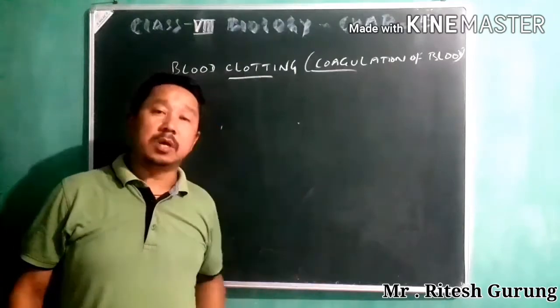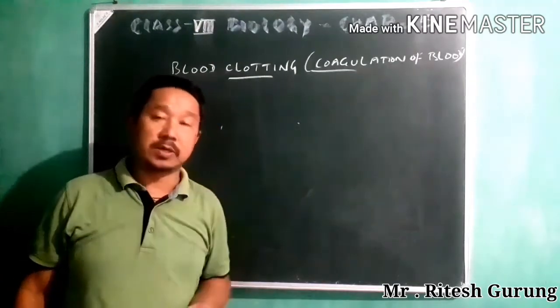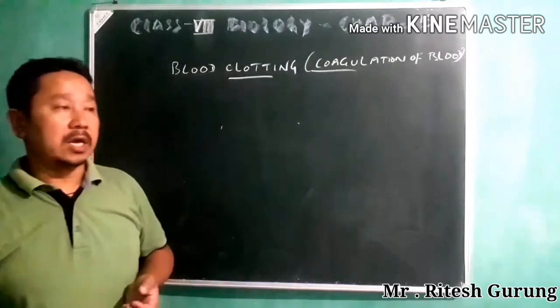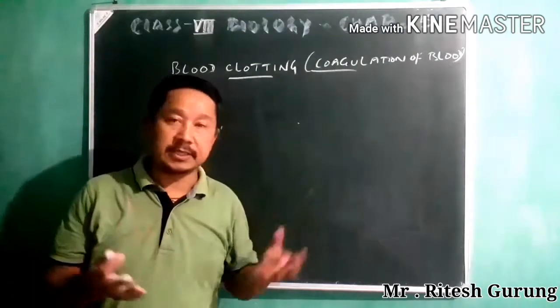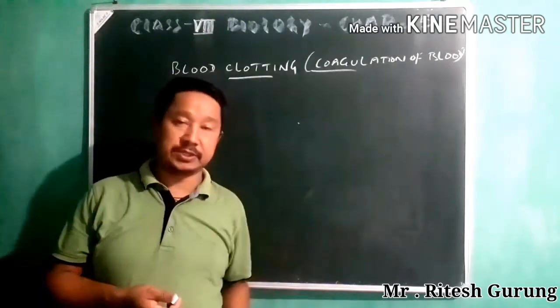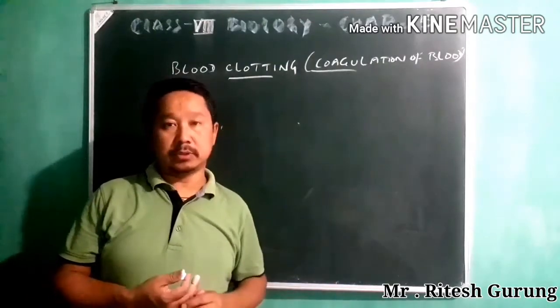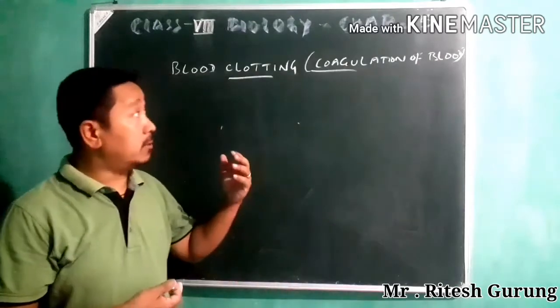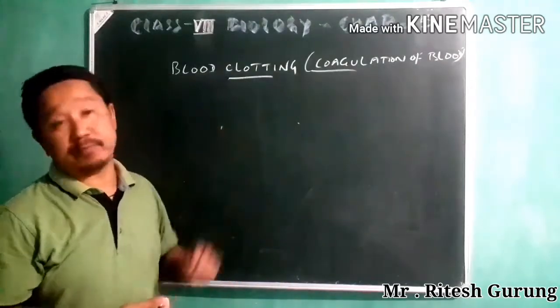So this blood clotting or coagulation of blood is a complex process, where different things are involved. Different proteins and enzymes are involved. Okay, let's get started. How does it happen?